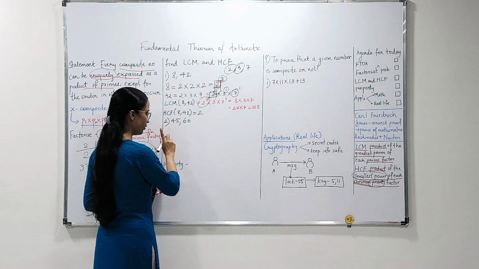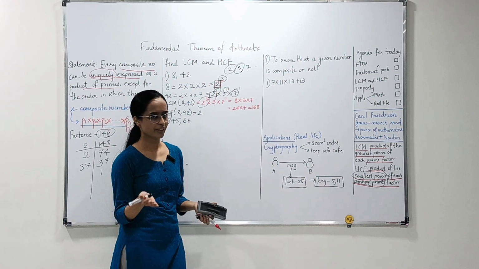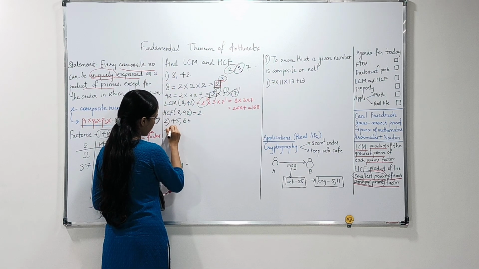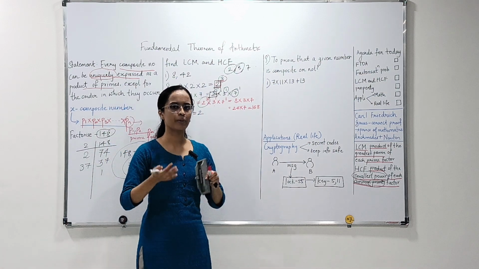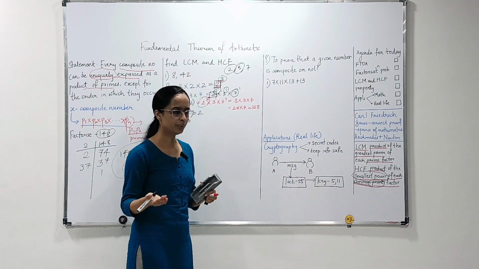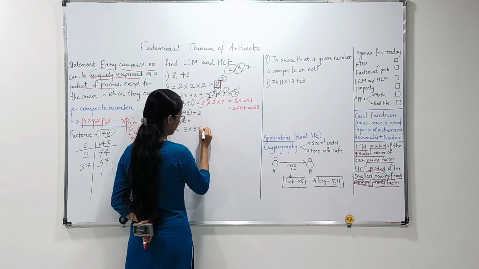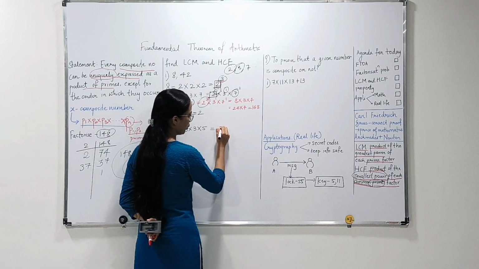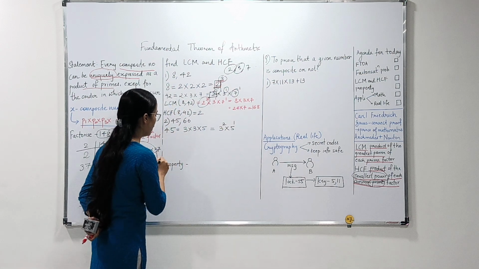The next problem is that you have to again calculate the LCM and the HCF of 45 and 60. So let's start. We will first write the prime factorization of 45. That is again 9 into 5, but we can write 9 as 3 into 3. So 3 into 3 into 5. In terms of power, it would be 3 square into 5 raised to 1. 60.